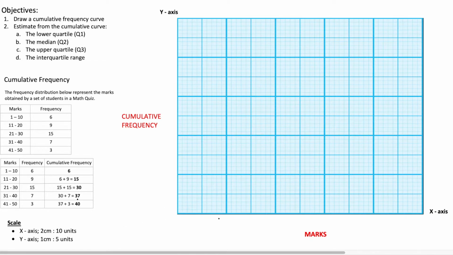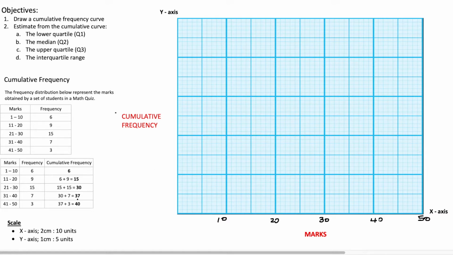So the first one here is going to be 10, 20, 30, 40, and 50.